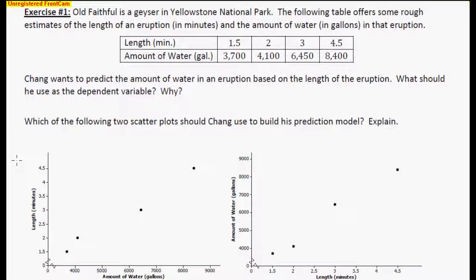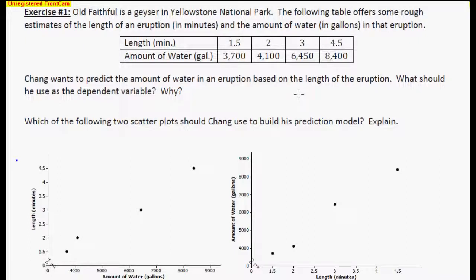It says Old Faithful is a geyser in Yellowstone National Park. The following table offers some rough estimates of the length of an eruption of one of these geysers, or Old Faithful, I should say, and the amount of water in that eruption. Okay, so if the eruption of Old Faithful lasts for 1.5 minutes, then the amount of water is right around 3,700 gallons of water that comes out, and et cetera, down the line here.